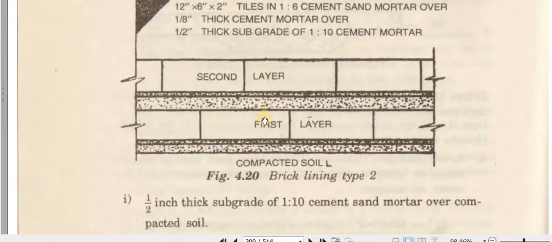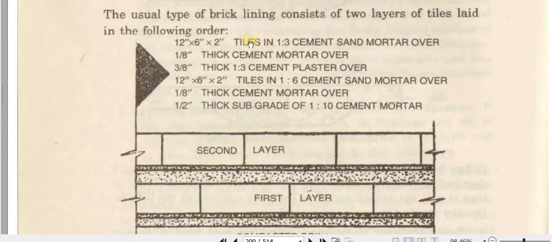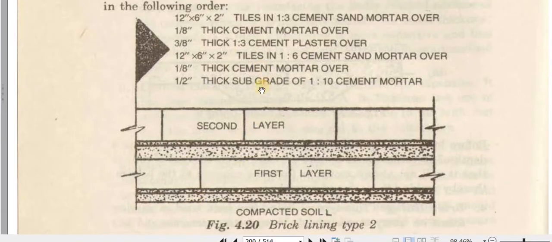This is the brick lining, and this is another lining. You can read it with the same principle. This layer over this one, this layer over this one. So below we have a thick subgrade of cement mortar 1:10, and then thick cement mortar over this one. Then we have tile, this one 1:6, then cement plaster, then thick cement mortar over this one, and then we have tiles.